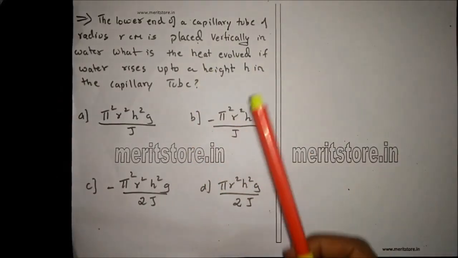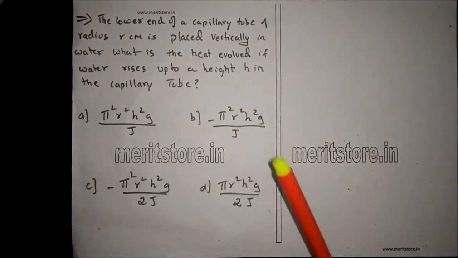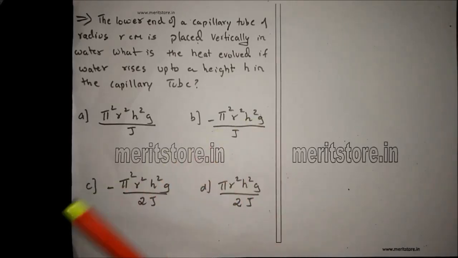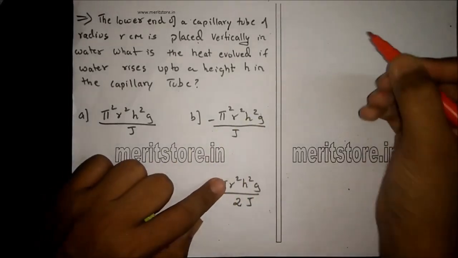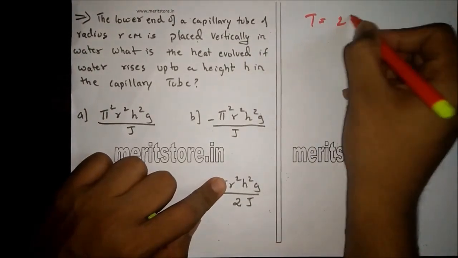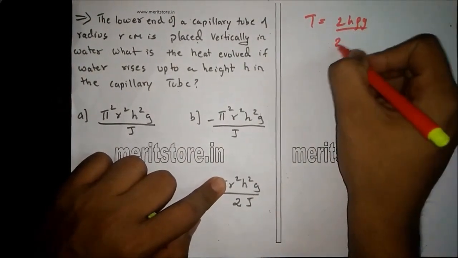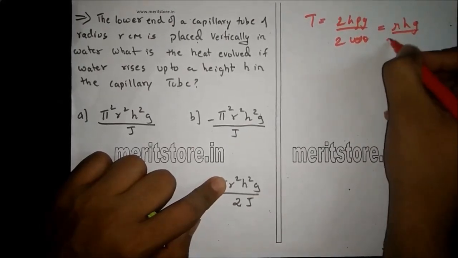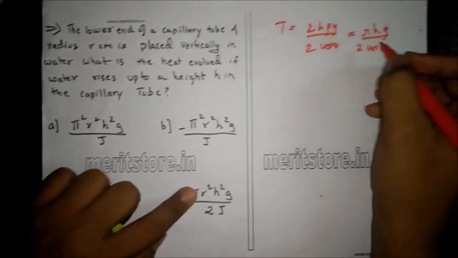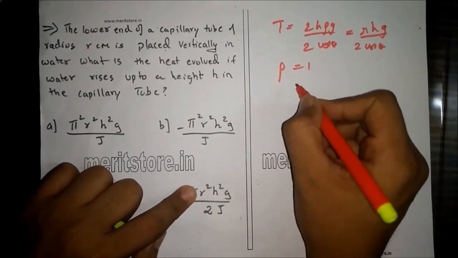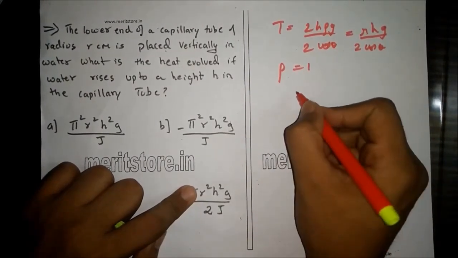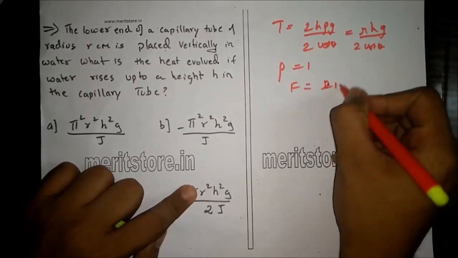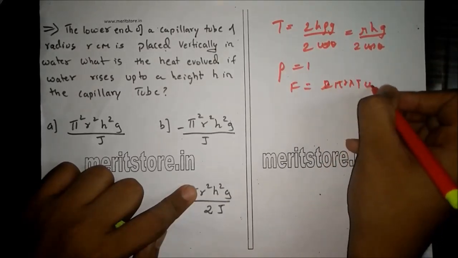The lower end of a capillary tube of radius r centimeter is placed vertically in water. What is the heat evolved if water rises up to a height h in the capillary tube? Now surface tension T is given by h rho g r upon 2 cos theta. Now for water, rho is equal to 1. The upward force due to surface tension will be 2 pi r into T cos theta.